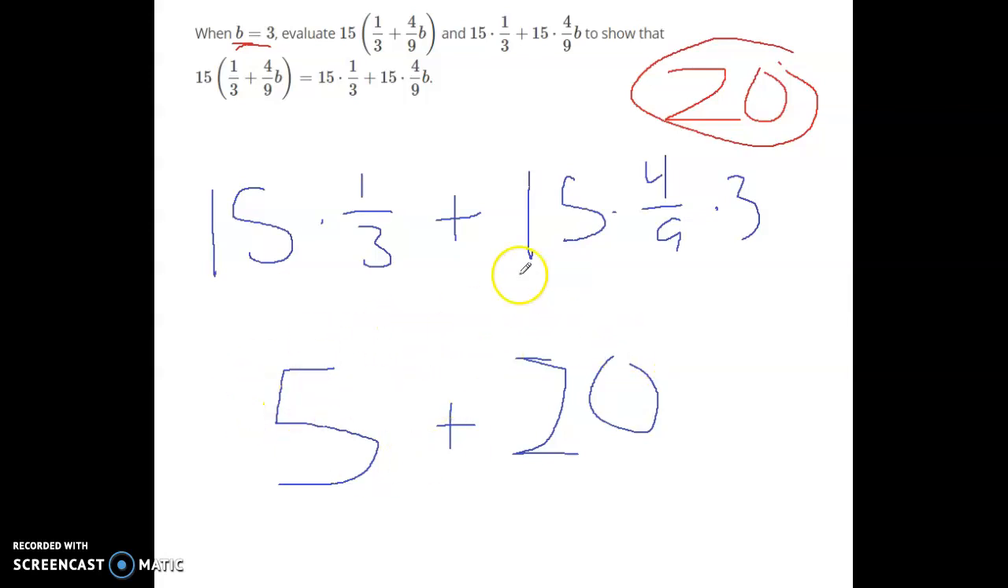So now that I have done all the multiplication, I can do the addition. 5 plus 20 gives me the result of 25, which was what I got for the other expression as well. So yes, they are equal.